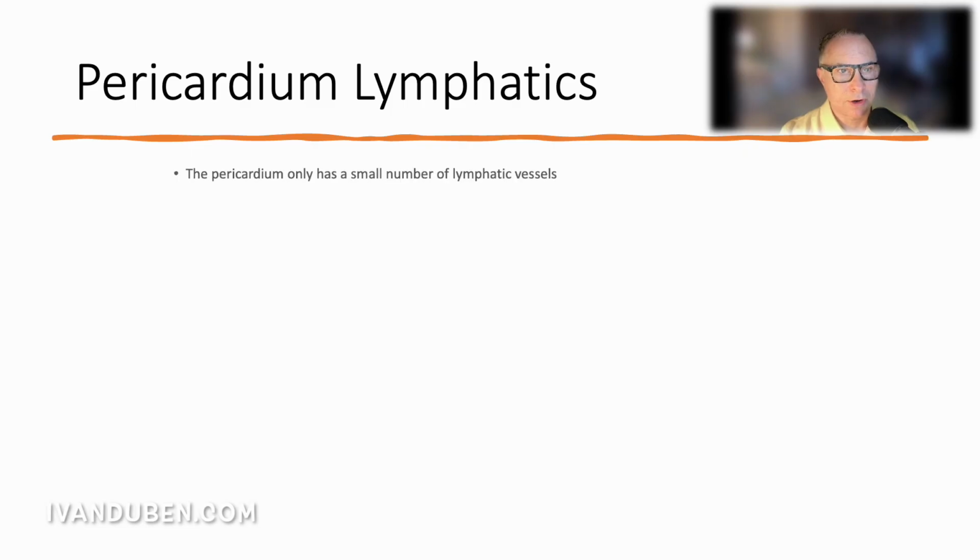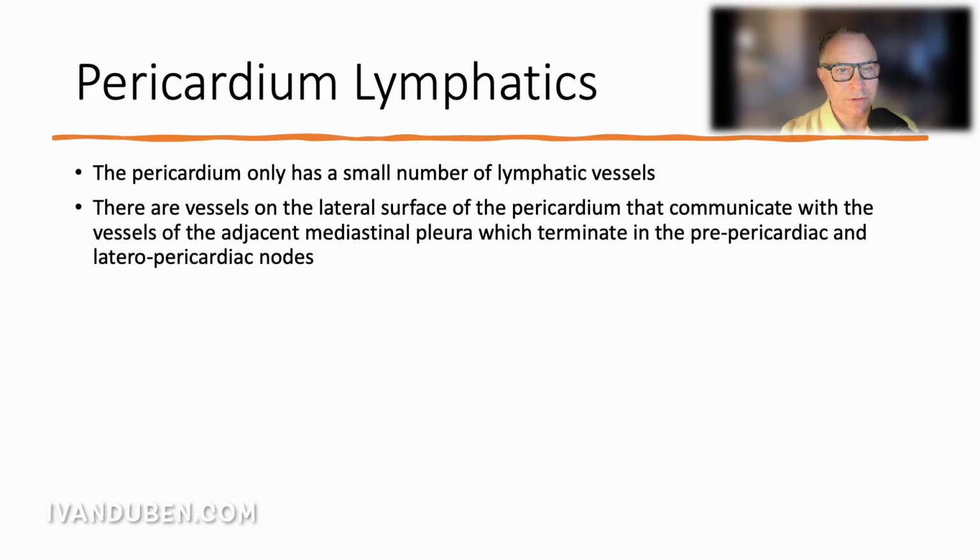Looking just at pericardium lymphatics, the pericardium only has a small number of lymphatic vessels. And there's a distinction between lymphatic vessels and lymph nodes. The vessels are the connections between the nodes. There are vessels on the lateral surface of the pericardium that communicate with the vessels of the adjacent mediastinal pleura, which terminate in the pre-pericardiac and lateral pericardiac nodes.